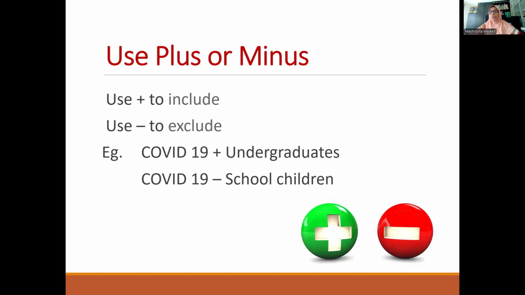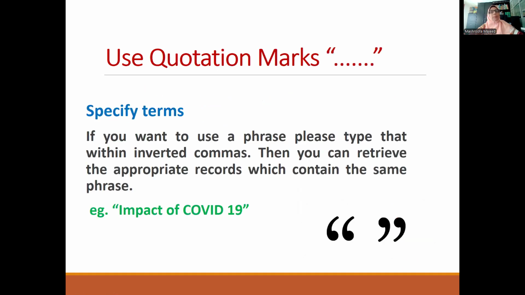Similarly, instead of AND NOT, we can use plus to include and minus to exclude. Okay, COVID-19 plus undergraduates, COVID-19 minus school children have been shown as a very brief example.